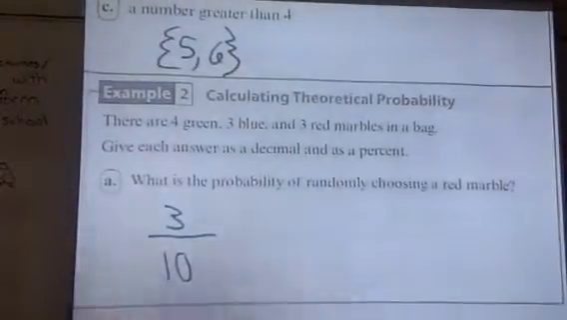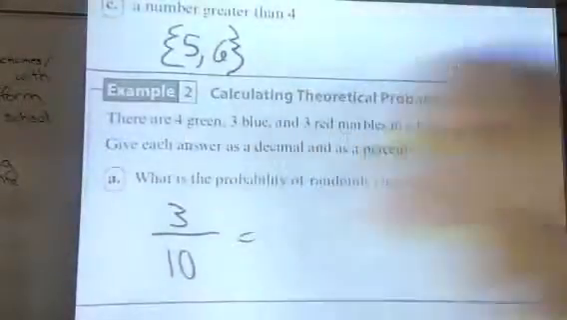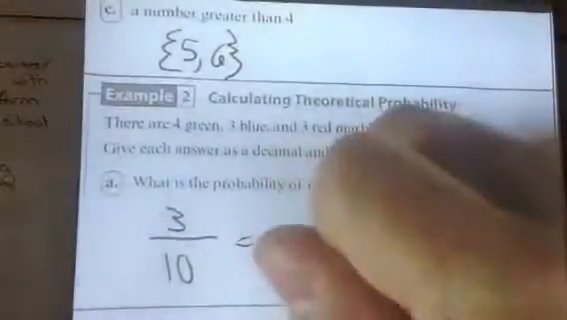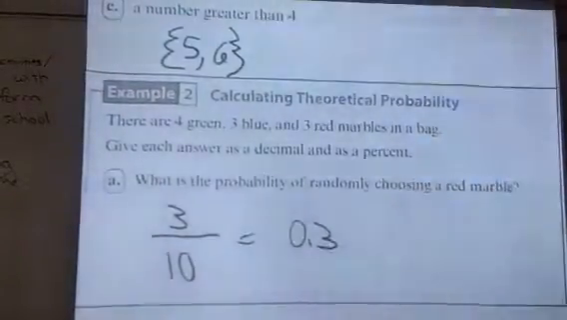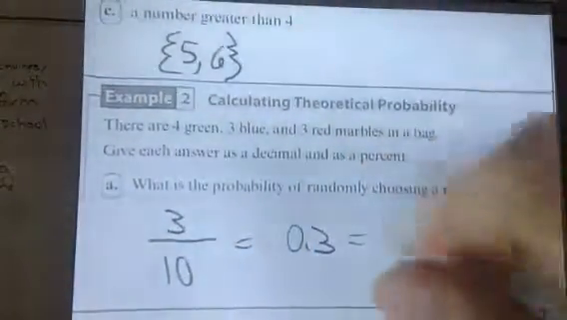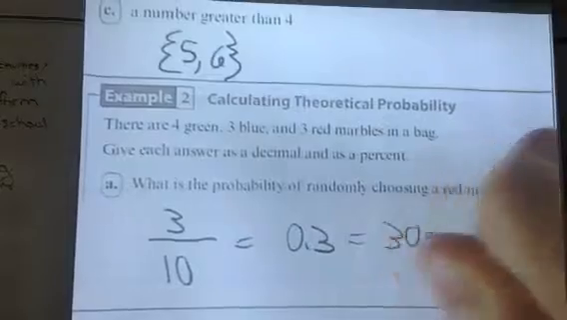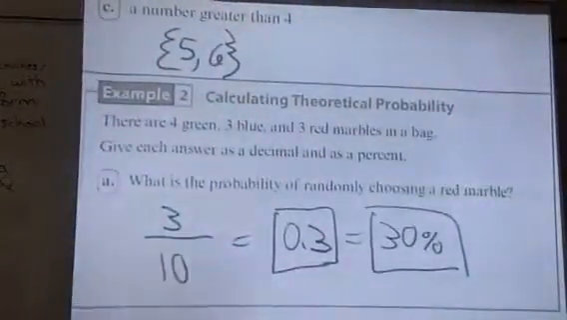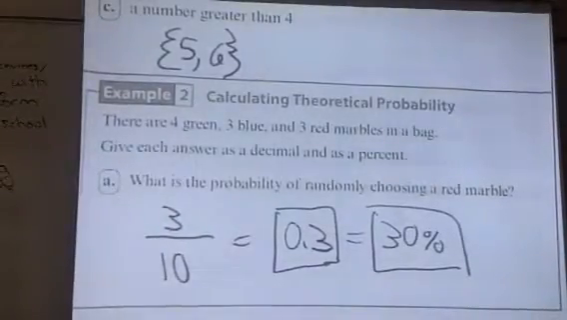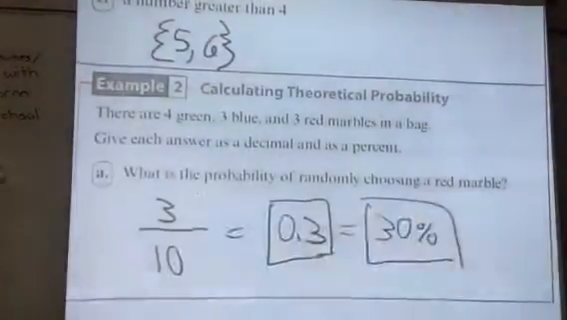It says to give it as a decimal and as a percent. 3/10 as a decimal is 0.3. To change that to a percent, you just multiply it by 100, which is 30%. So 3/10 and 30%. So it's the number of favorable outcomes compared to the number of total outcomes.